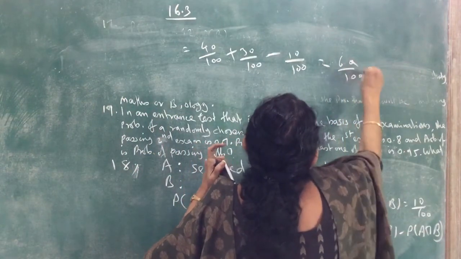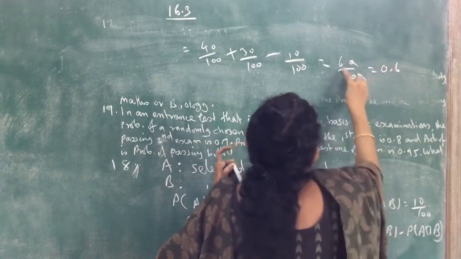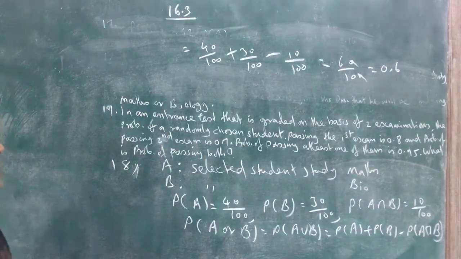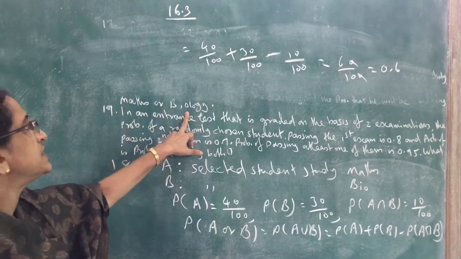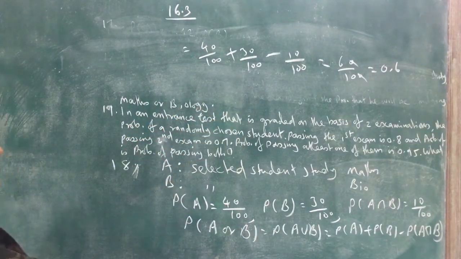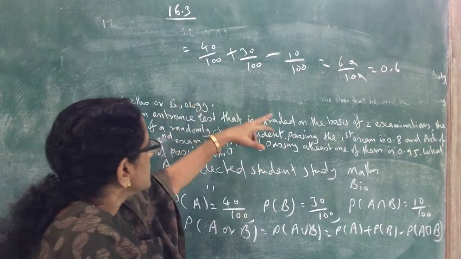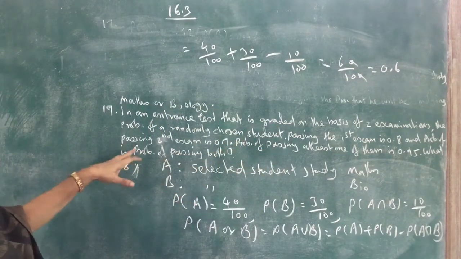That is equal to 0.6. 6 by 10 is equal to 0.6. So the probability that the selected student studies maths or biology is equal to 0.6. So that is the answer.